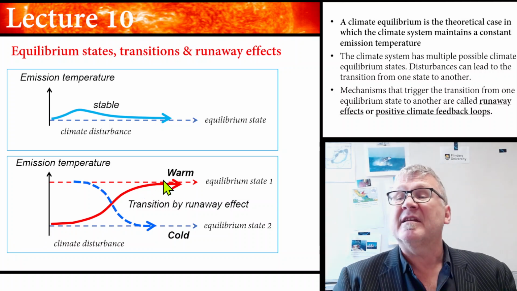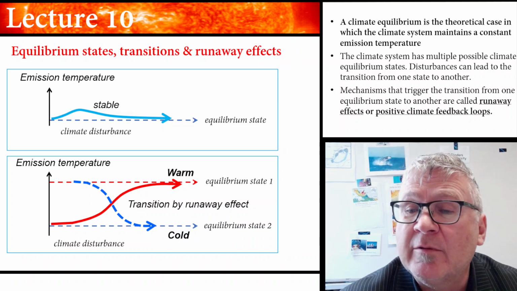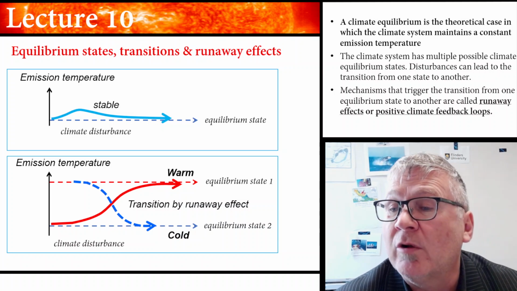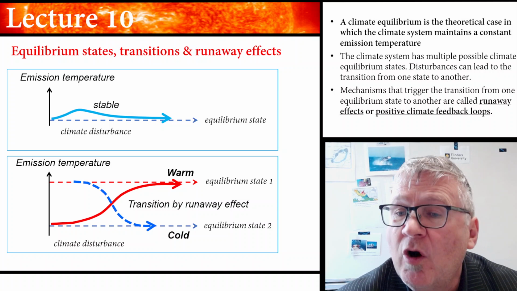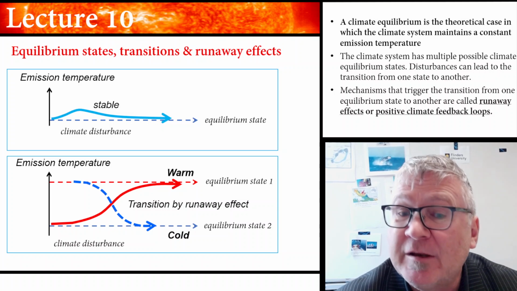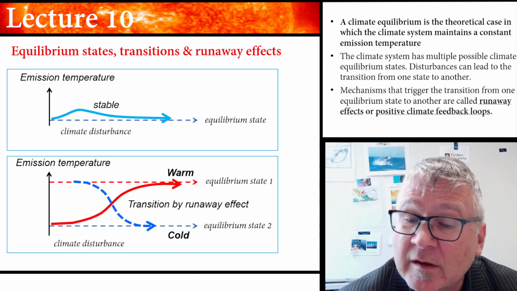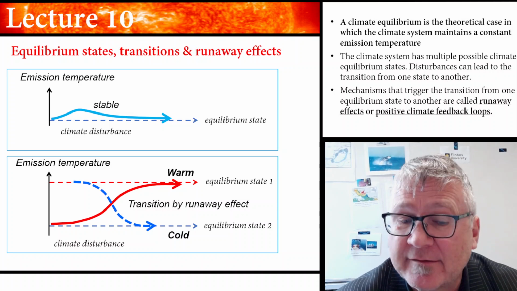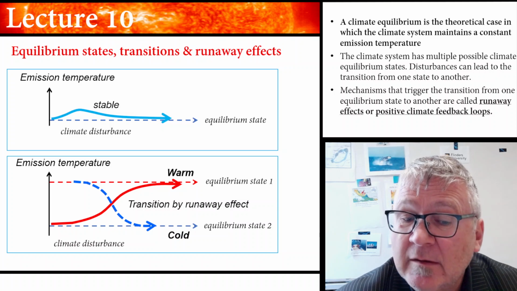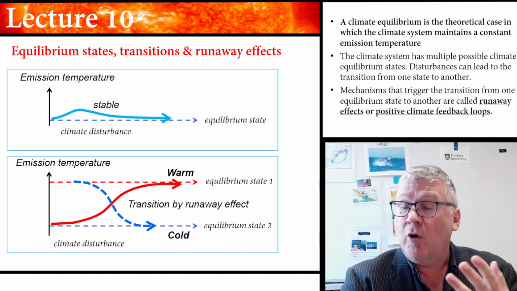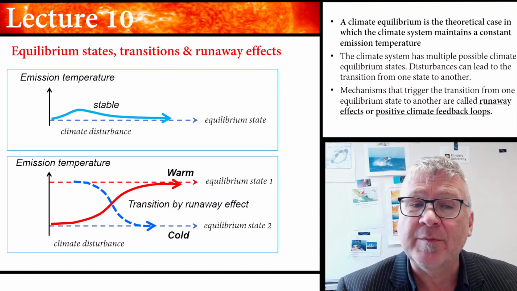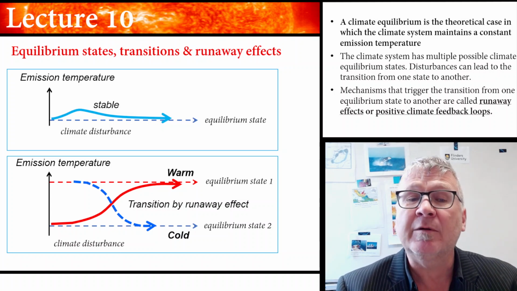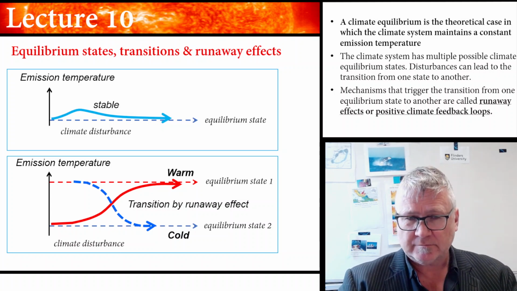The mechanisms that trigger the transition from one equilibrium state to another are called runaway effects or positive climate feedback loops. Okay, so here you learn the term runaway effect. Okay, so it's important to understand this concept of multiple equilibrium states.